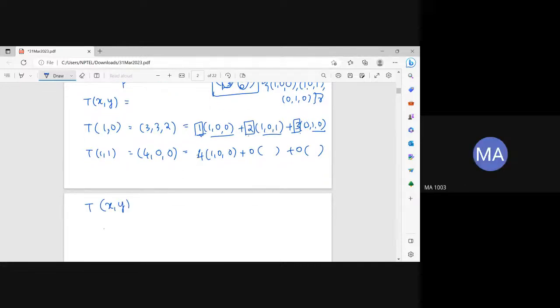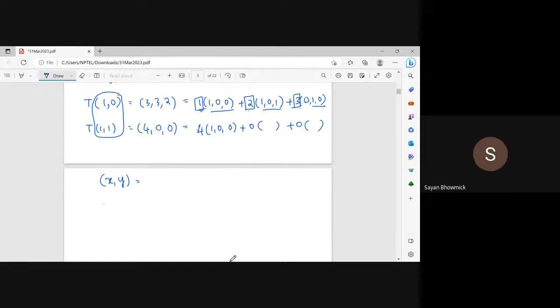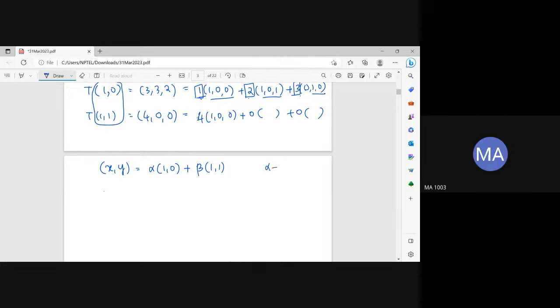T of (x, y) I have to find in terms of these two because I know T of (1,0) and T of (1,1), right? So (x, y) equals alpha times (1,0) plus beta times (1,1). Yes, and if we apply T both sides, we are going to find that. So alpha plus beta is x and beta is y. Alpha plus beta is x, so alpha is x minus y.